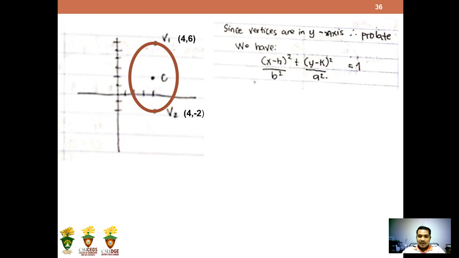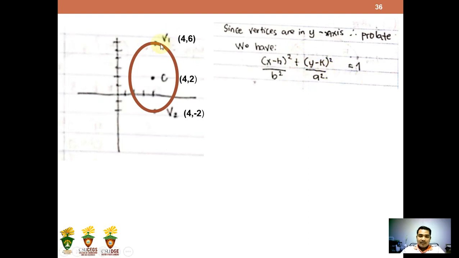For a prolate, this is an ellipse having the center h, k, and its major axis is parallel to the y-axis, therefore we use this formula. You will notice that now a is on the y. Earlier, when it was oblate, a was on the x. So they are reversed in the formula.